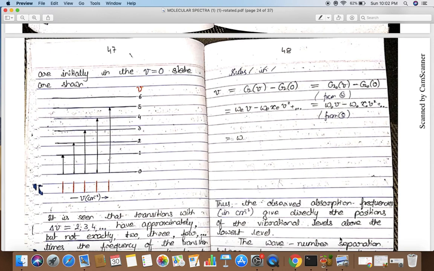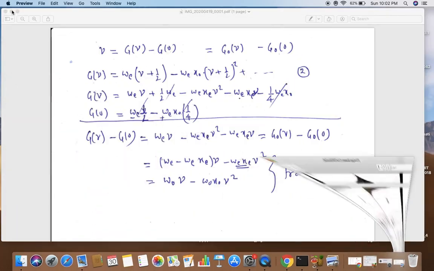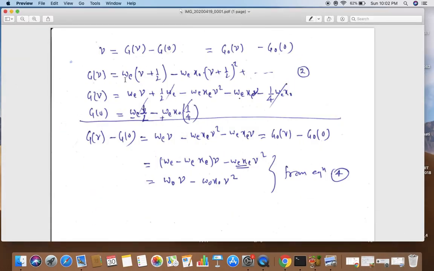So for that, from equation number 2, I have G(ν) = ωe(ν + 1/2) − ωe xe(ν + 1/2)², just expanding this one. Now for G0, that is ν equal to 0, you have ωe(1/2) − ωe xe(1/4). Then we have to find out this ν, that is the frequency, the wave number, G(ν) minus G0.